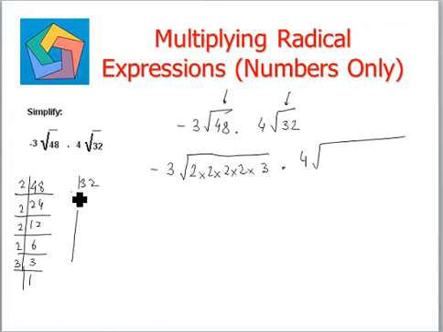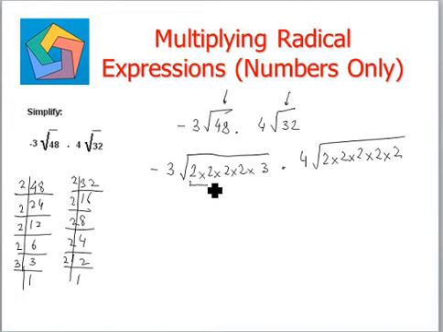32 divided by 2 is 16, 16 divided by 2 is 8, 8 divided by 2 is 4, 4 divided by 2 is 2, and 2 divided by 2 is 1. So we have five 2's, 1 2 3 4 and 5. So we can make groups like this of two numbers each. Negative 3 times 2 times 2. Inside we are left with radical 3 times 4.